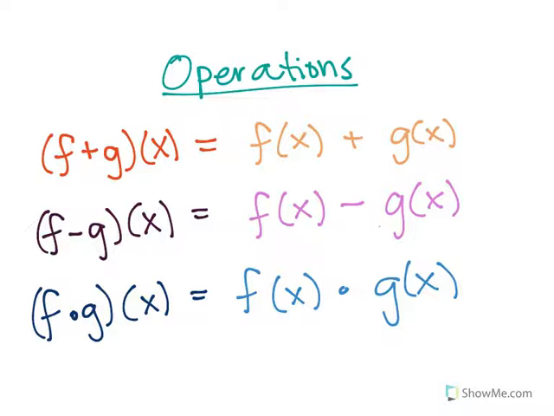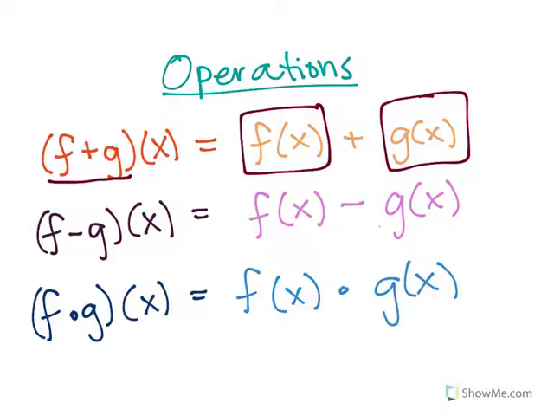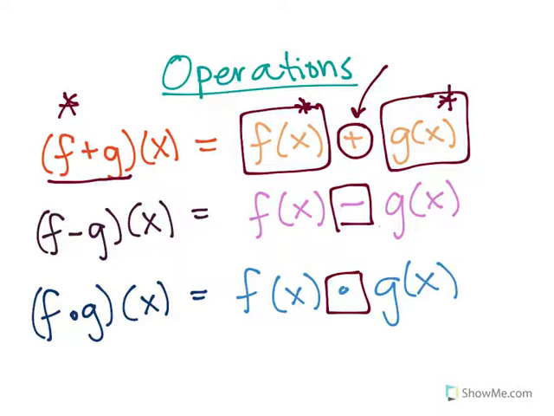Here you can see that for all operations, you can separate out the two functions. So even if it's written as (f plus g)(x), you can rewrite it as f(x) plus g(x). The same goes for subtraction, multiplication, and division as well. You can always rewrite these operations as two separate functions and then worry about the operation later. This means you would solve the function f(x), solve the function g(x), and then either add, subtract, multiply, or divide.